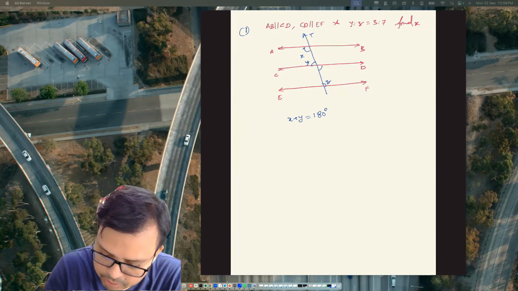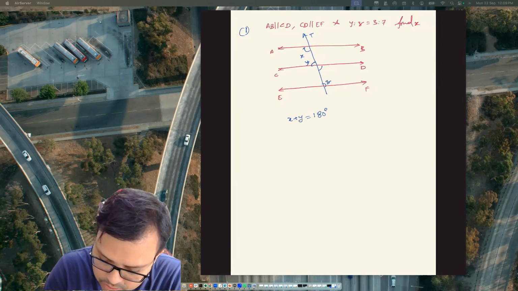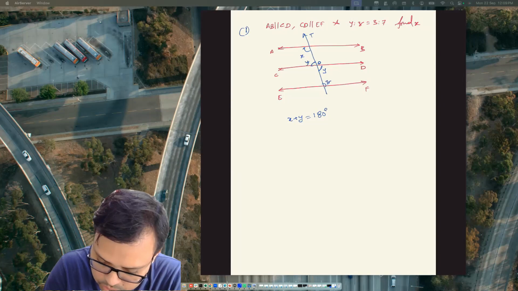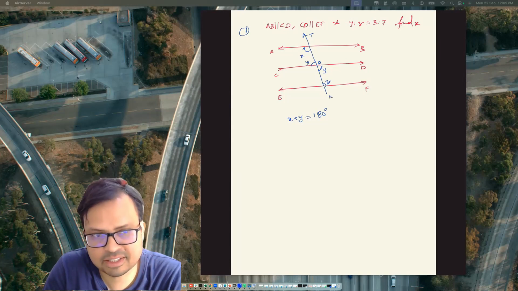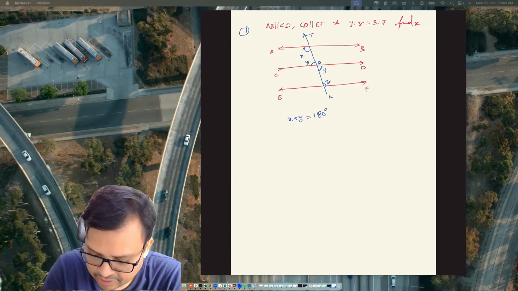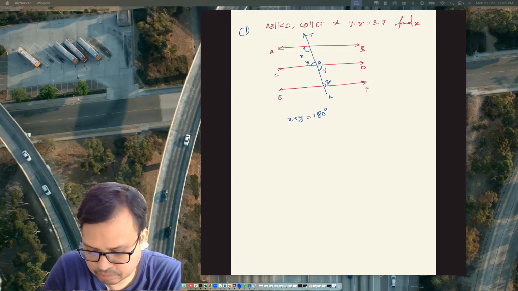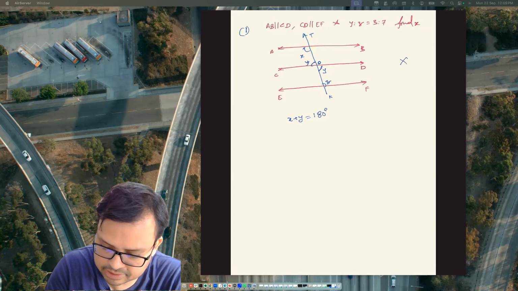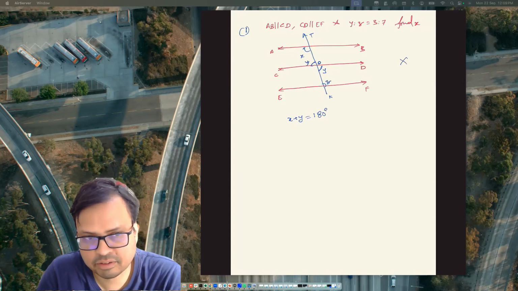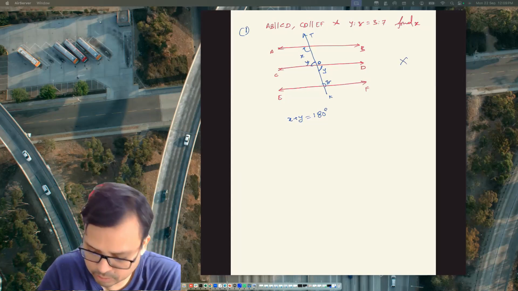Y is also on both sides. If you see, let's call this point O. Angle TOC and angle BOK are going to be the same because they are vertically opposite angles. This need not be a transversal; it can happen for any intersecting lines. When we studied vertically opposite angles, we realized that these both are the same.